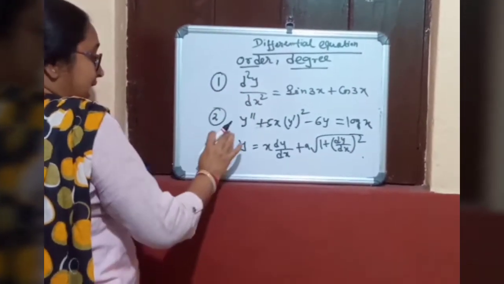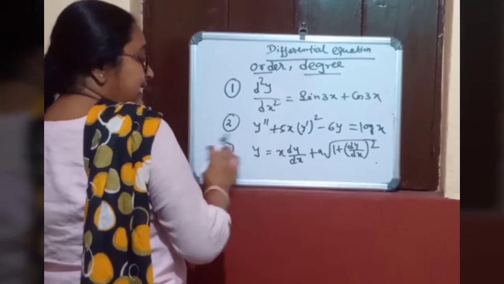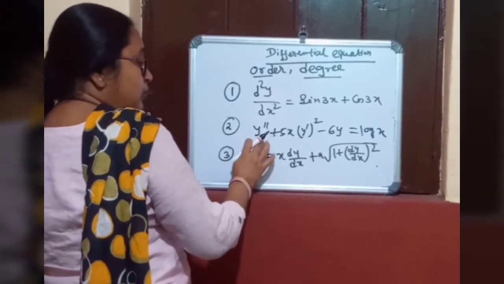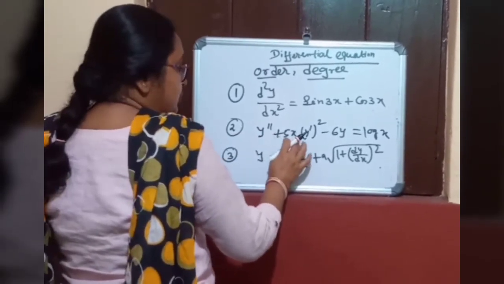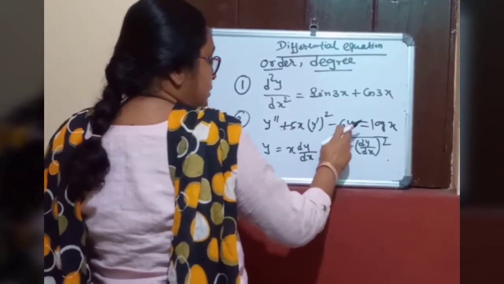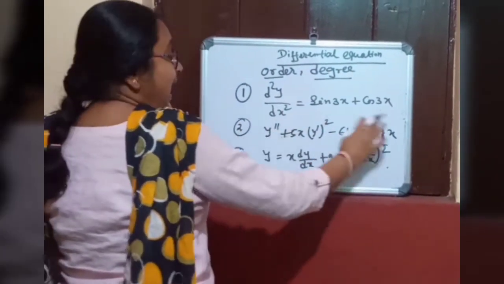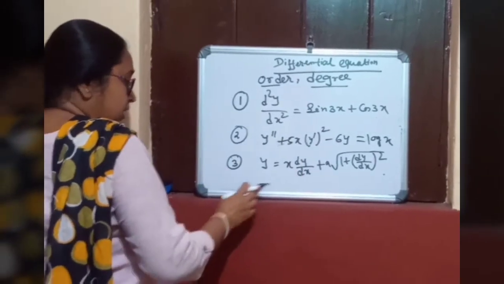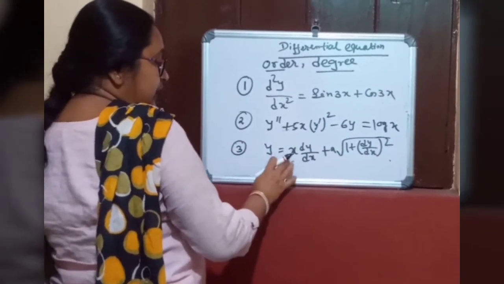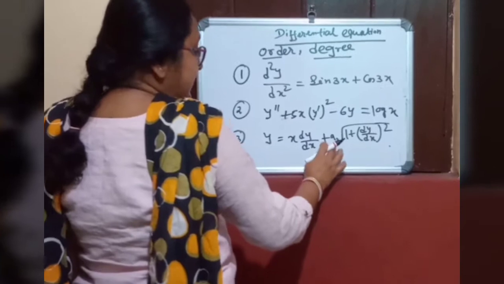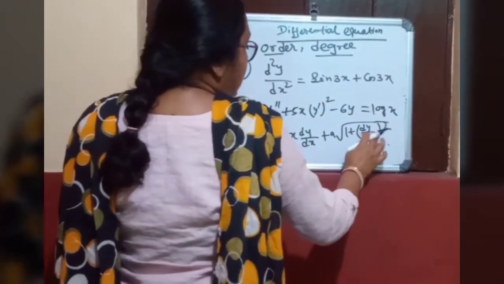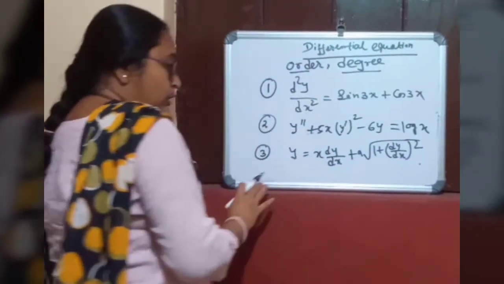And the second one: y double dash, which means double derivative, plus 5xy dash minus 6y equals log x. This is another differential equation. And the third one is y = x dy/dx + a √(1 + (dy/dx)²), the whole square and root.